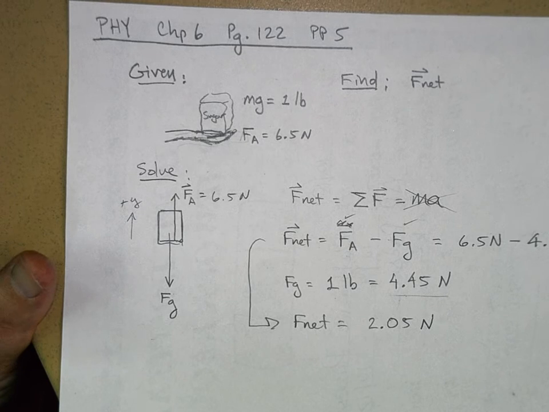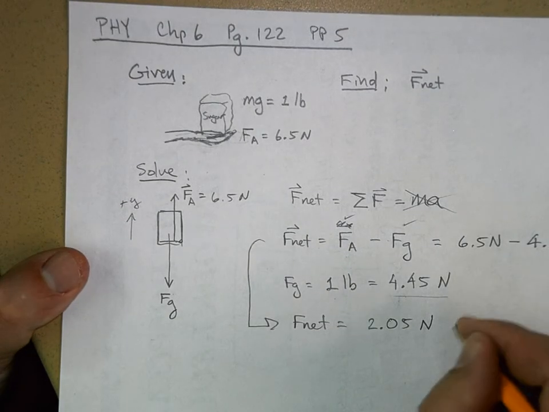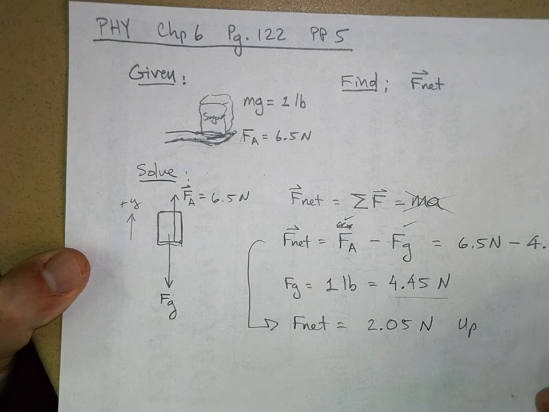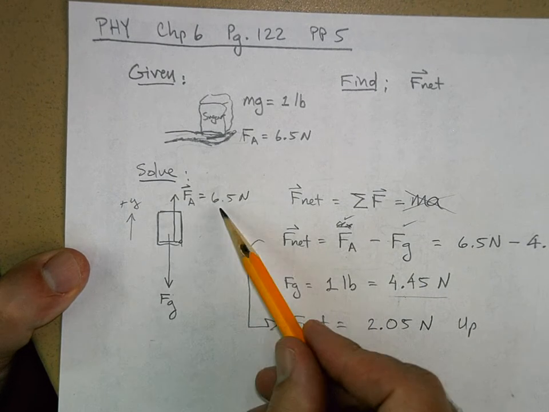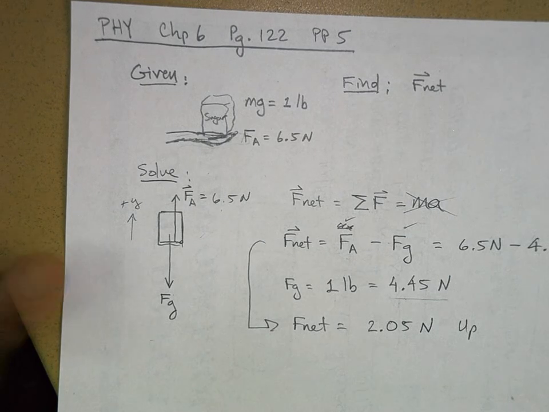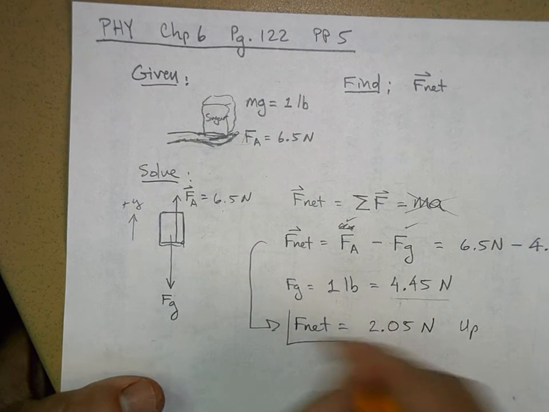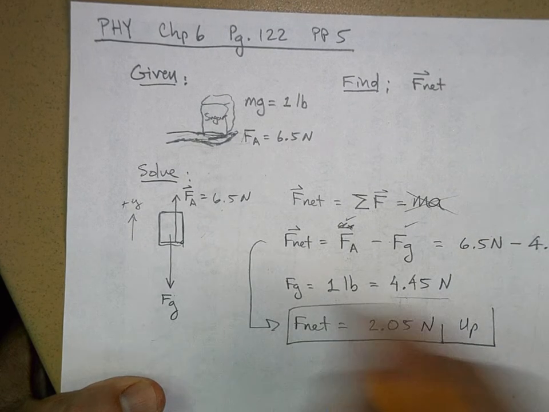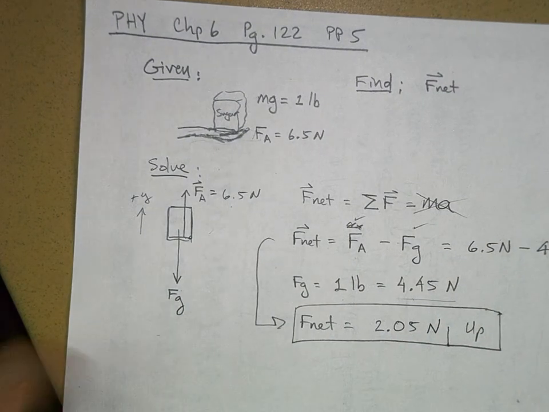And what direction? Up. Up, because it turned out to be positive. In other words, I'm applying a greater force up than gravity is pulling down. Now, what does that mean is going to happen to the sugar? It's going to accelerate up. Oh, got to include the direction. And there's my answer. Okay.